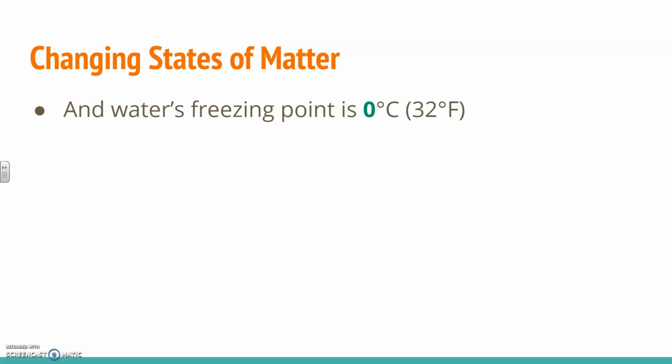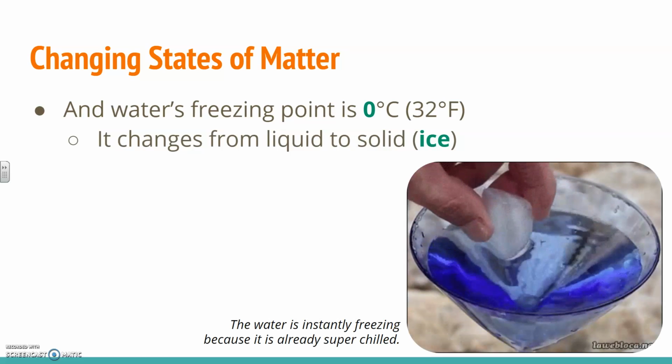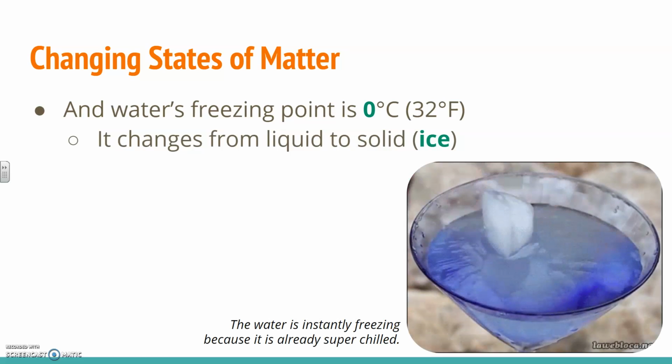Water's freezing point is 0 degrees Celsius or 32 degrees Fahrenheit. So in America, we say it's 32 degrees. Everywhere else, they talk about 0. It's much easier everywhere else, but here we are. So at that point, it changes from a liquid to a solid.